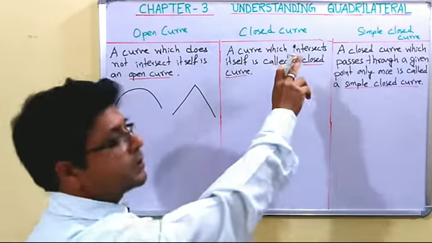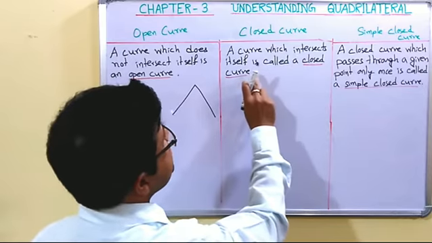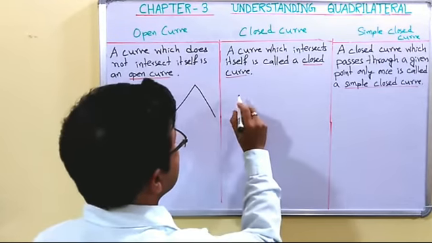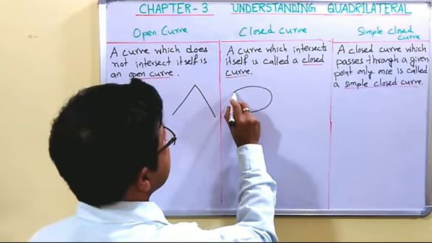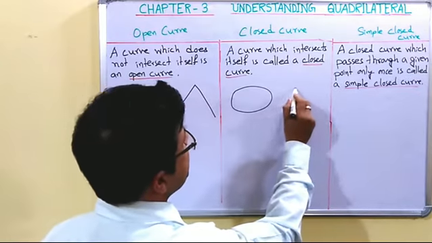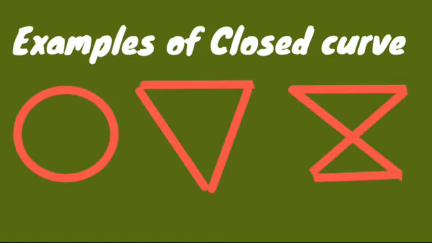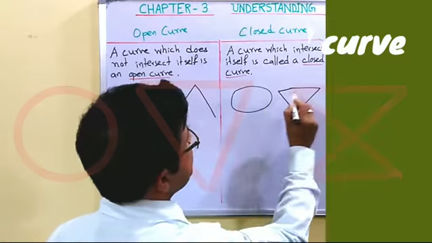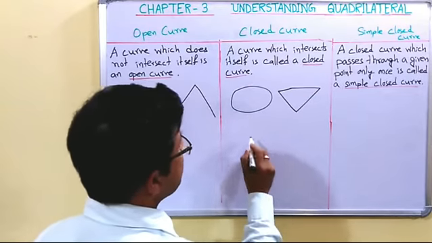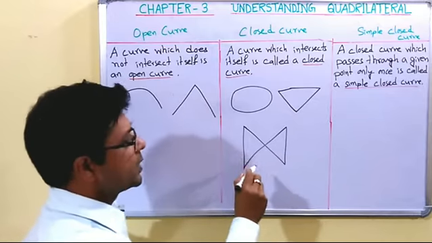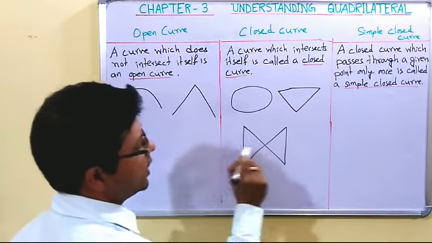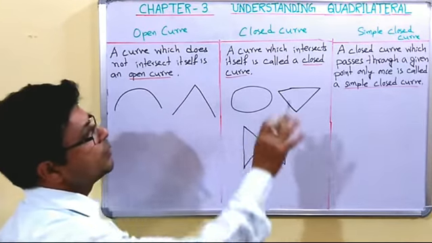Now here, what is a closed curve? A curve which intersects itself is called a closed curve. Suppose this is a closed curve, it intersects here. So this is a closed curve. This is also a closed curve. This is a closed curve, it intersects somewhere. Then this is also a closed curve because it intersects here, at a few points. This is a closed curve.